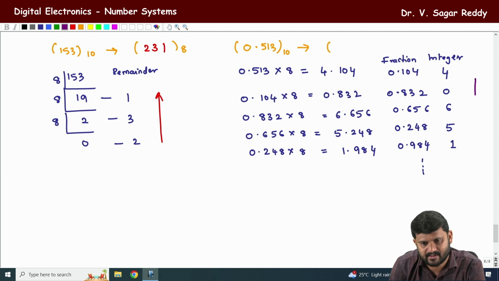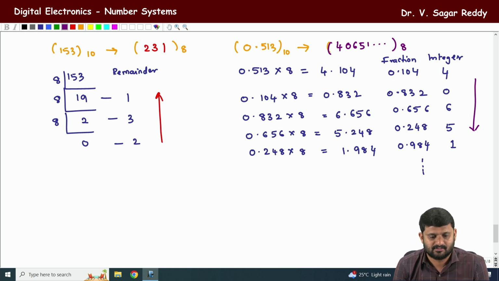So we can write here 0.40651. It's the octal equivalent for the given number. In the case of the fraction, we use successive multiplication. I hope you understand how to convert one number system to another number system.